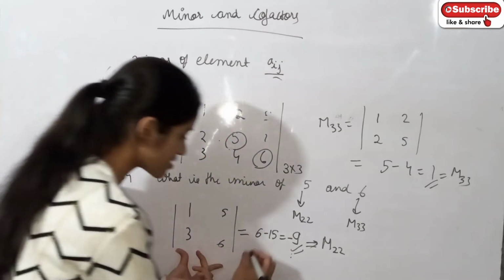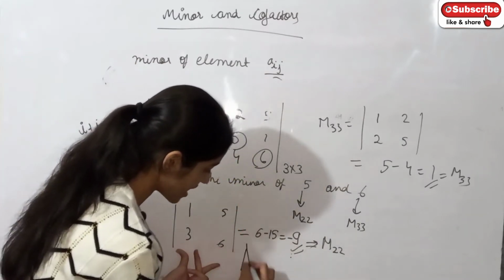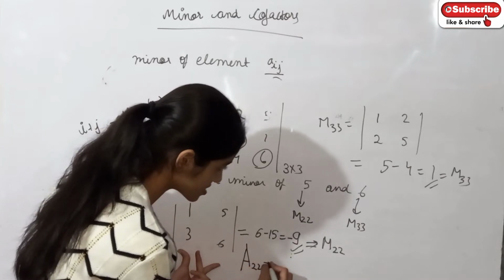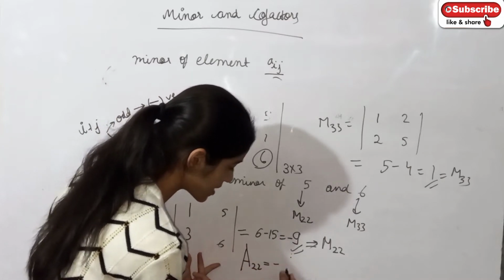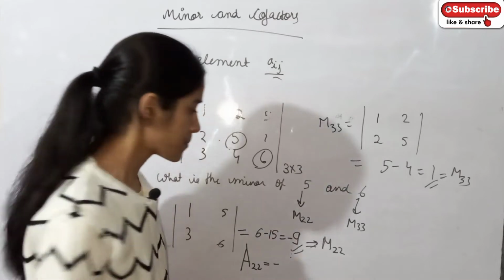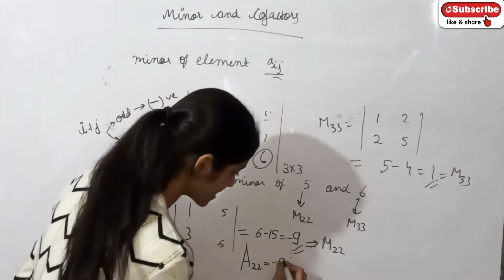So the cofactor is denoted as capital A. Capital A 2 2 is written as positive multiplied by the minor, and positive multiplied by anything is nothing. So positive multiplied by the minor gives -9.